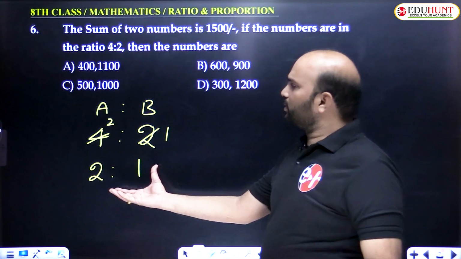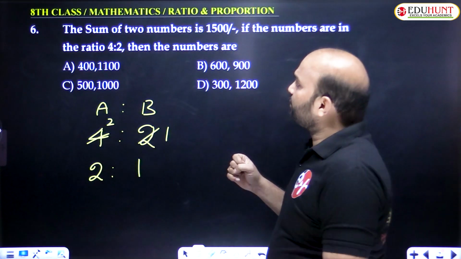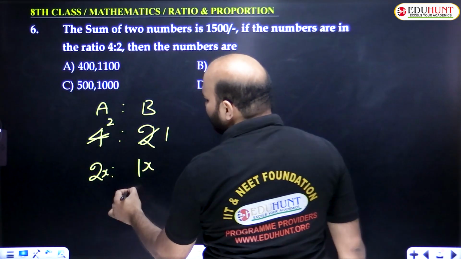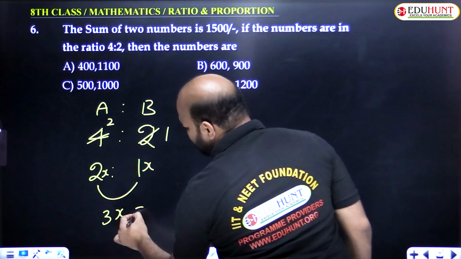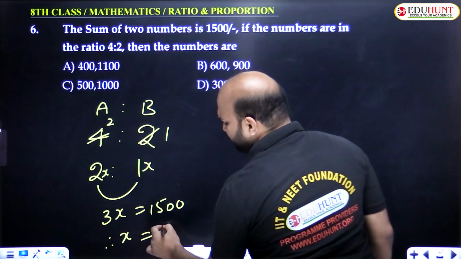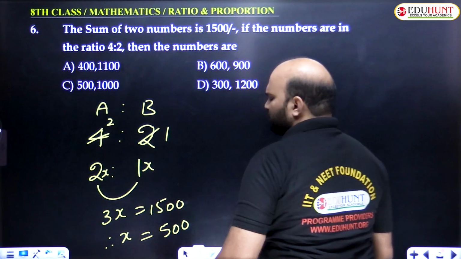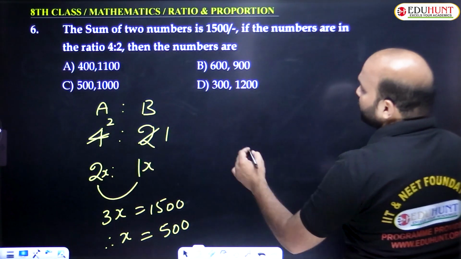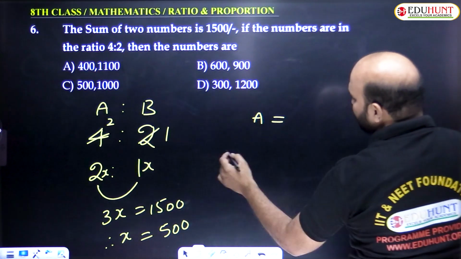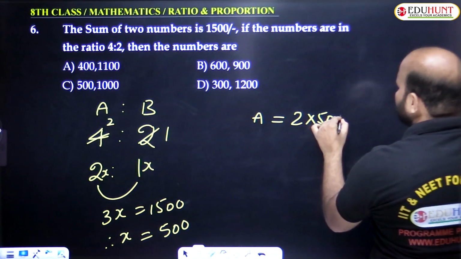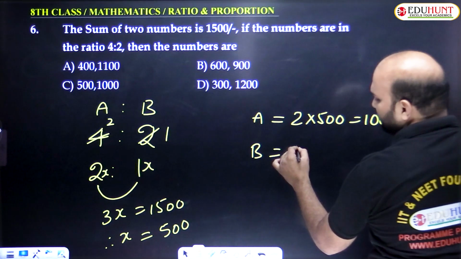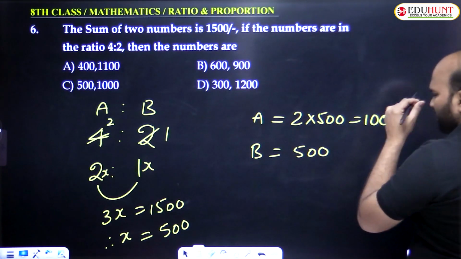Am I clear? 2:1 is the ratio of the two numbers, but how much is the sum of the two numbers given? 1500. It will be considered as 2x and 1x. Sum of the two numbers means total 3x equals 1500. Therefore x can be written as 1500 by 3, that is 500, because 3 fives are 15, with 2 zeros common. But the question is asking for the two numbers. A value is 2x, 2 into 500, 1000 is the first number. What is the second number? B value is 1x, nothing but 500, 1 into 500.